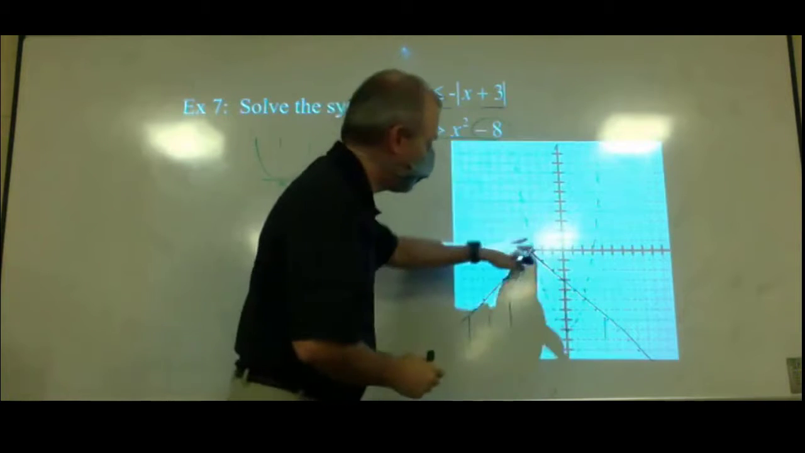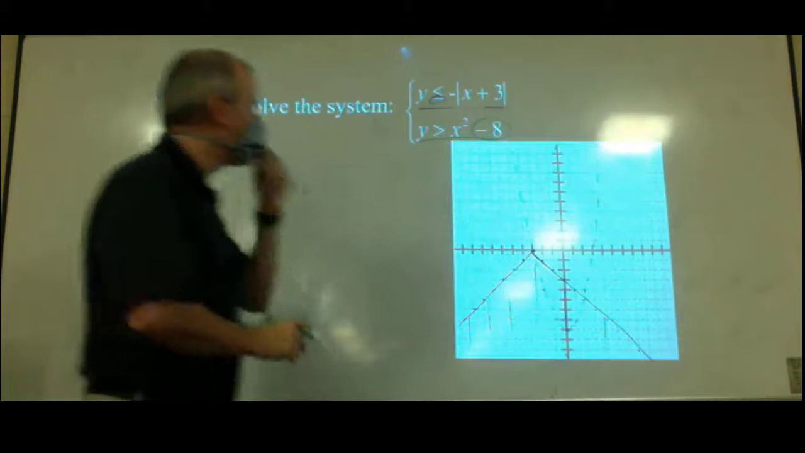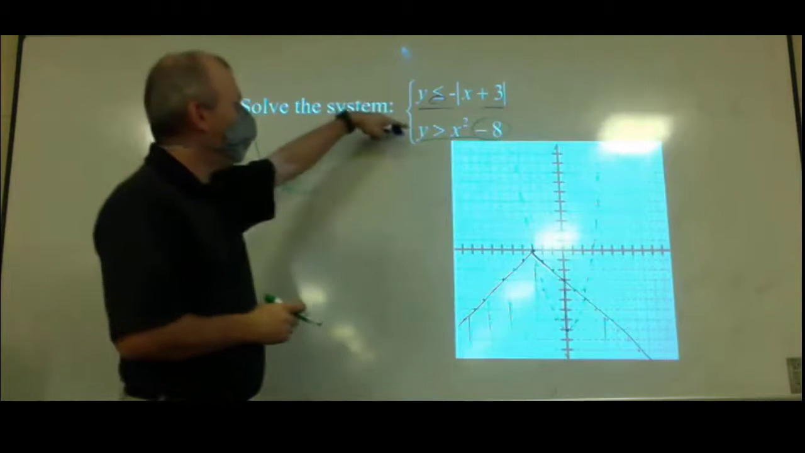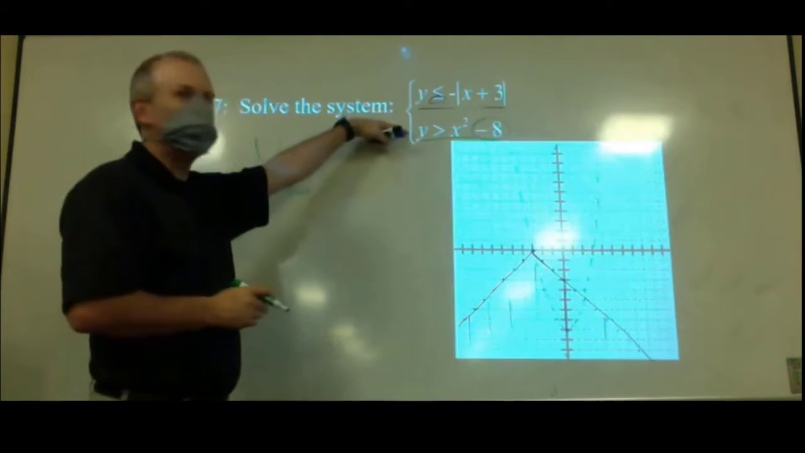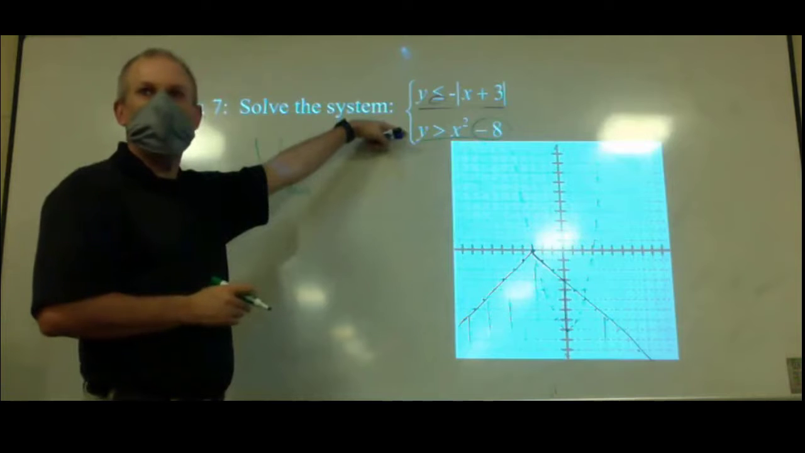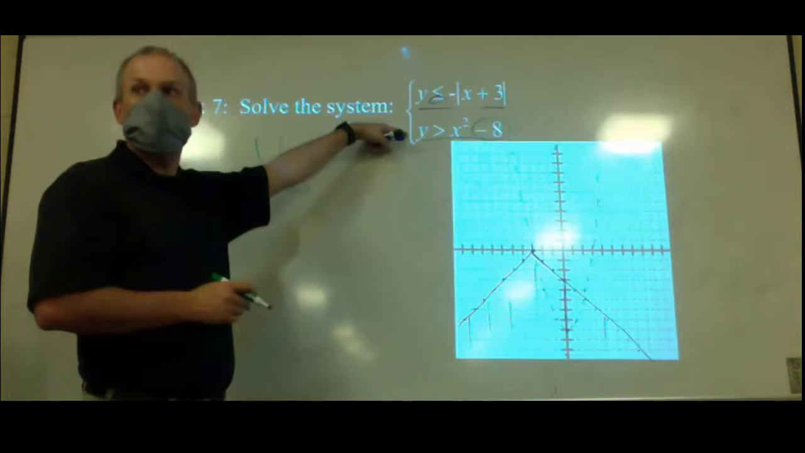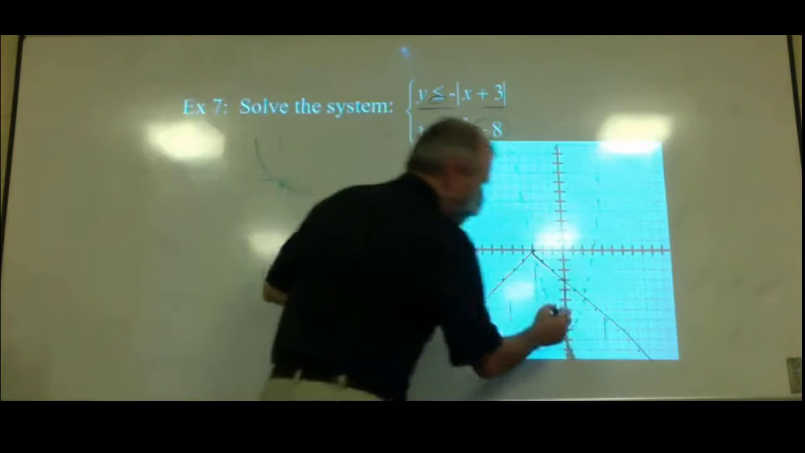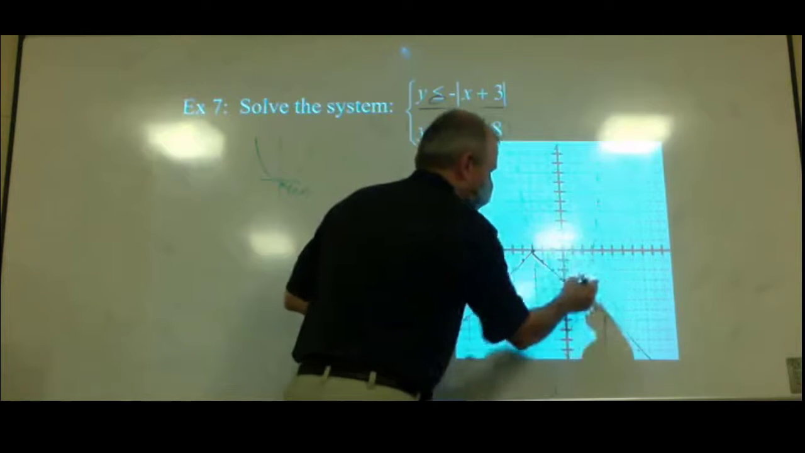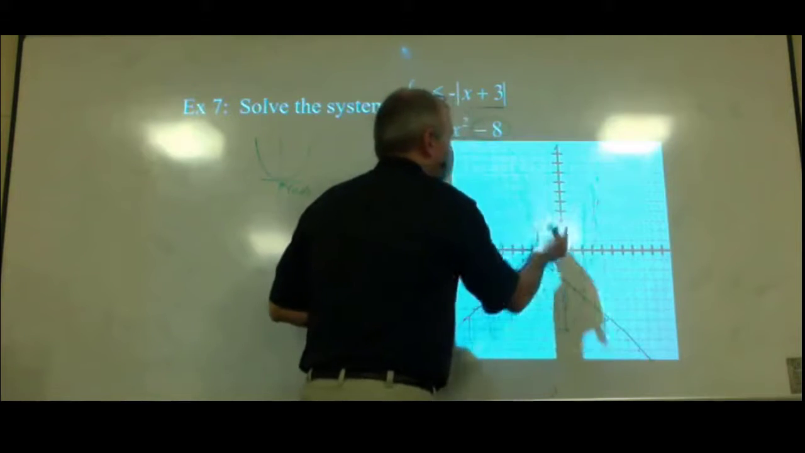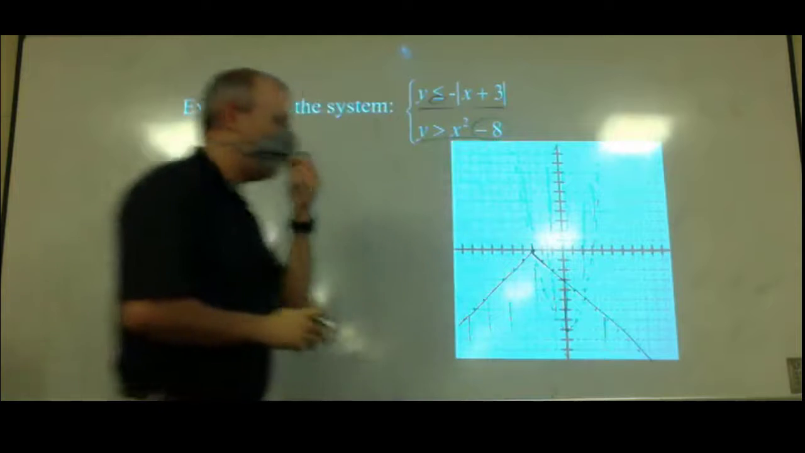Or so, I'm not sure if it hits there, but it's around there somewhere. Okay. And are we going to shade above the dashed line or below? Y is greater than, so it's going to be above. So above the green. What area works for both the blue and the green?